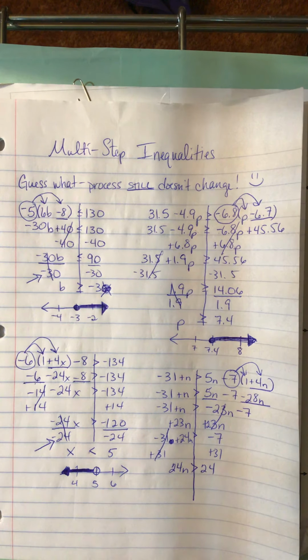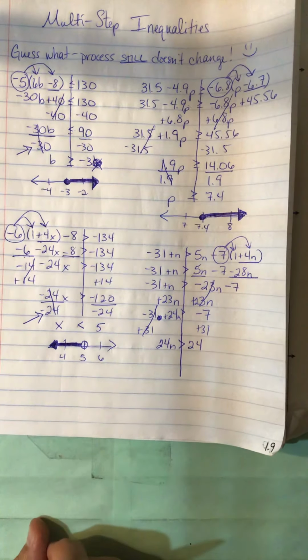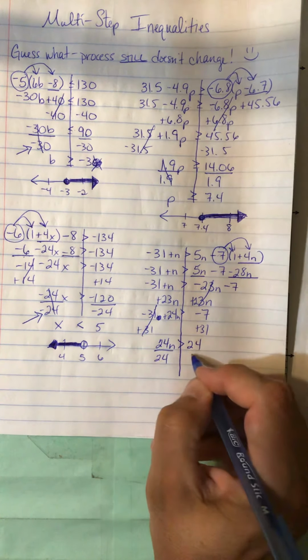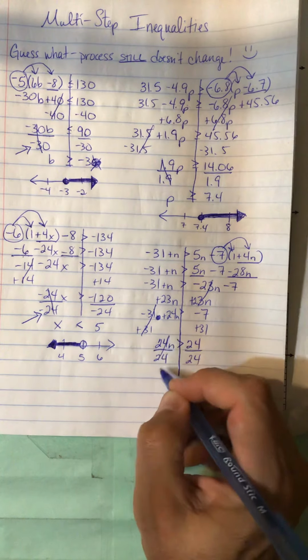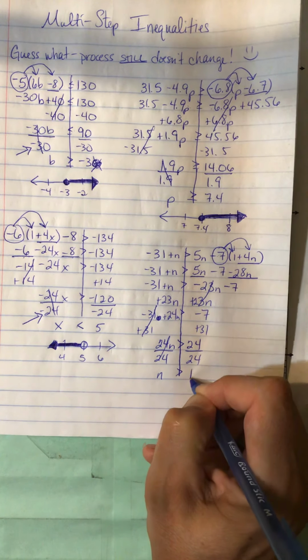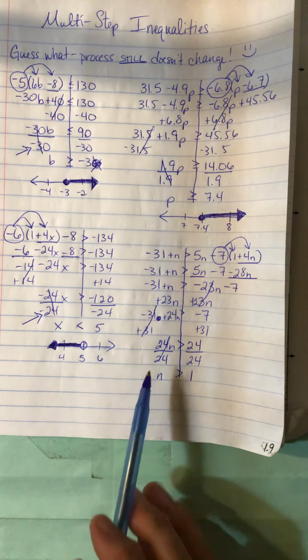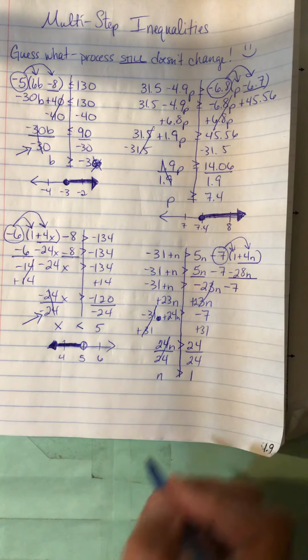After all that, this looks a little bit more comforting here. If I divide both sides by a positive 24, n is greater than 1. I divided by a positive number, that's why my symbol stays the same.